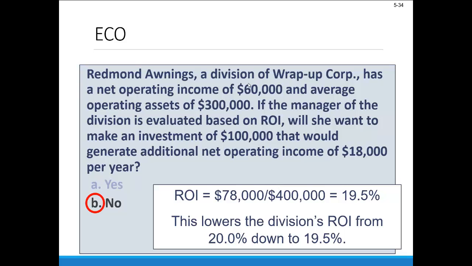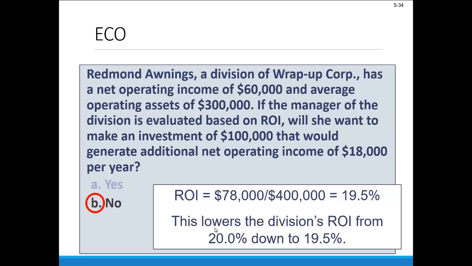The current ROI would be the net income of $60,000 divided by the average operating assets of $300,000, or 20%. The new ROI, if they make that investment, would be new net income of $78,000 divided by new average operating assets of $400,000, or 19.5%. So this new investment would actually lower the division's overall ROI from 20% to 19.5%.